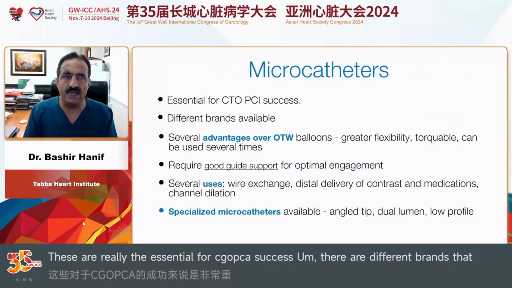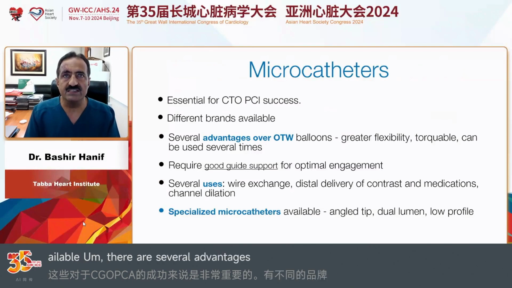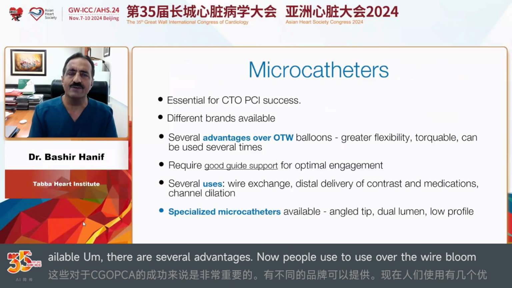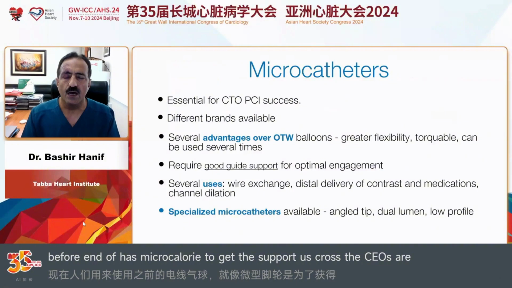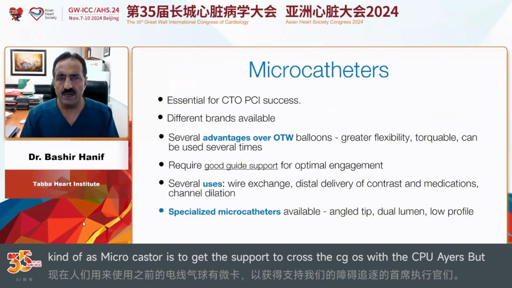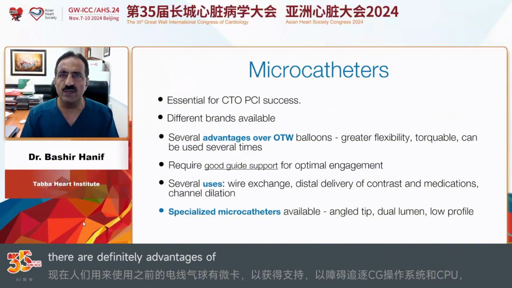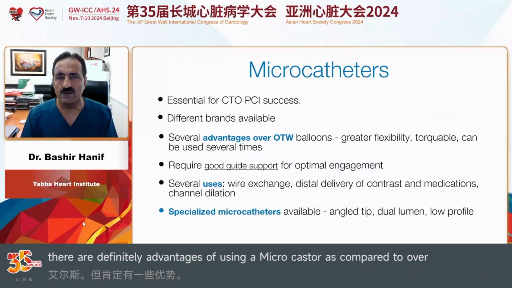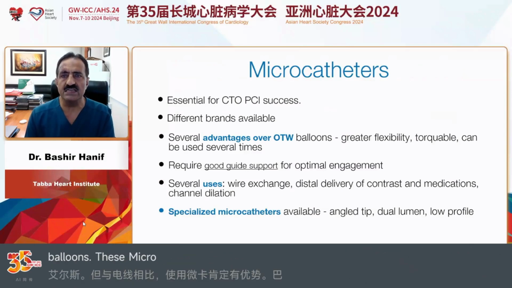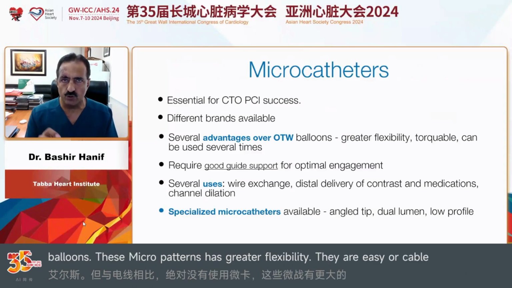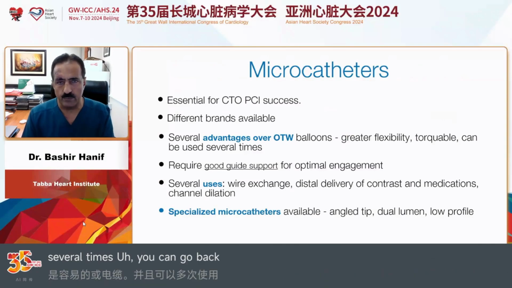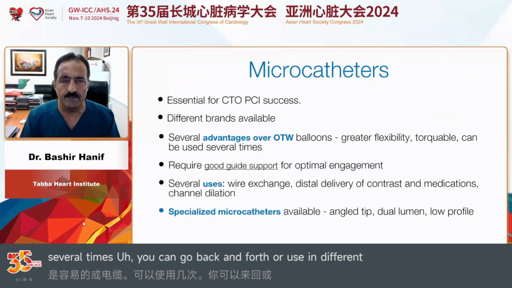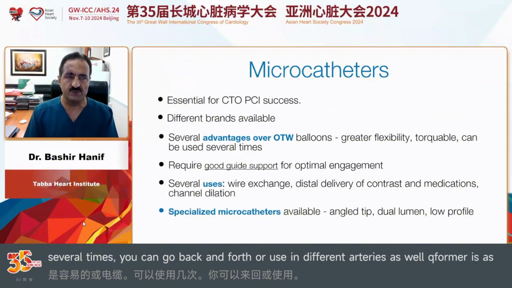There are different brands that are available. There are several advantages. Now, people used to use over-the-wire balloons before, kind of as microcatheters, to get the support to cross those CTOs with the CTO wires. But there are definitely advantages of using microcatheters as compared to over-the-wire balloons. These microcatheters have greater flexibility. They are easily torqueable and can be used several times. You can go back and forth or use them in different arteries as well, coronaries as well.